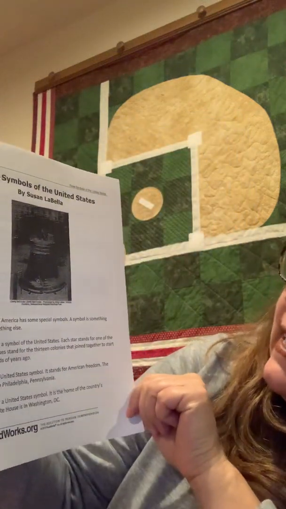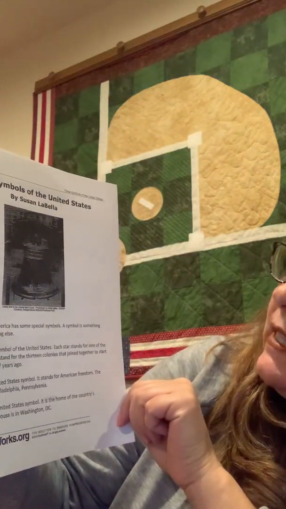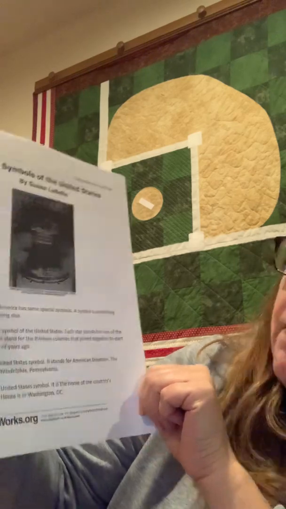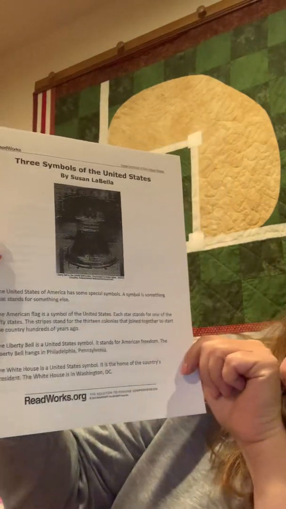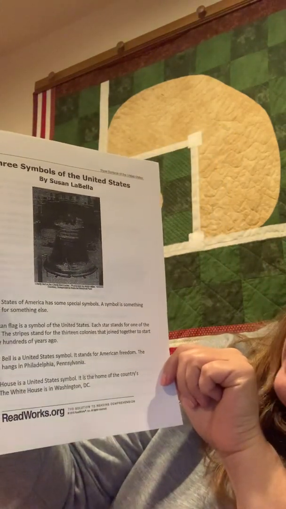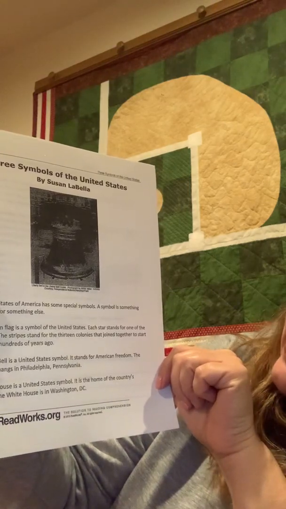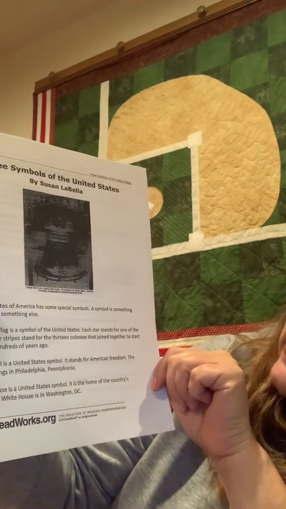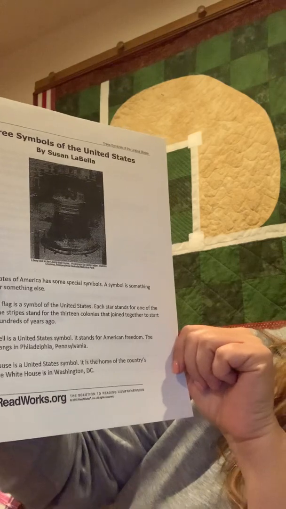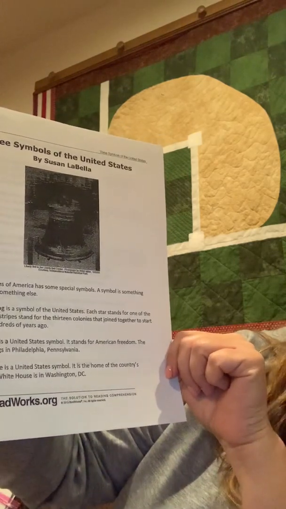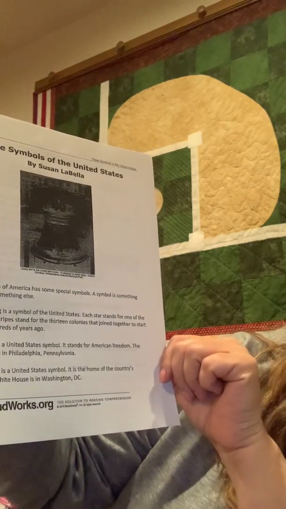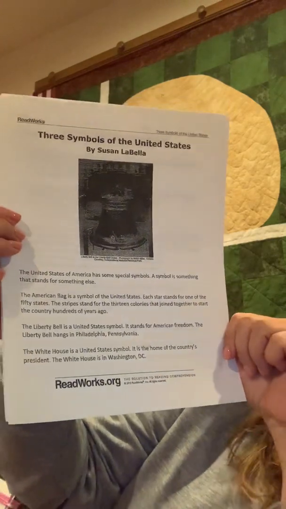The United States of America has some special symbols. A symbol is something that stands for something else. The American flag is a symbol of the United States. Each star stands for one of the 50 states. The stripes stand for the 13 colonies that joined together to start the country hundreds of years ago.